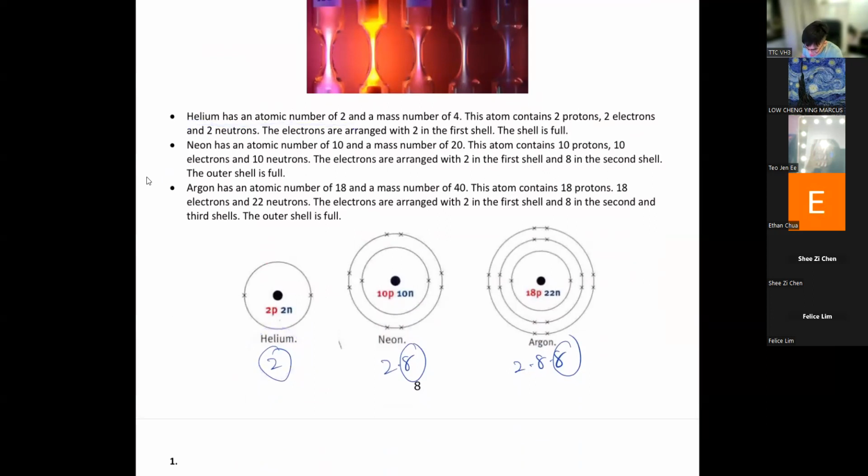So helium has an atomic number of 2, and 2 protons, 2 electrons, 2 neutrons. The shell is full. For neon, it has 8 in the second shell. Outer shell is full. For argon, it has 8 on the second and third shell. The outer shell is full. So every one of these people, they are happy people, they are perfect people, they are rich people. They don't mess around with poor people because they are already rich.